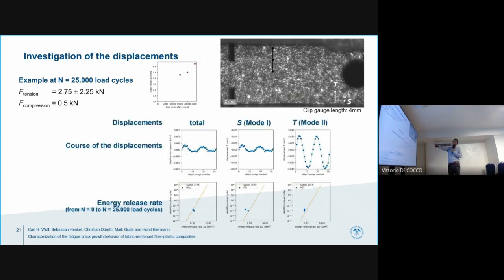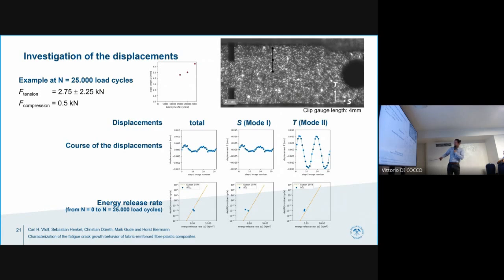How does it look in an example? We had a specimen with 25,000 load cycles. The reactive was here, and we had a compressive load of 0.5 kilonewton. This was the displacement, the complete displacement, but now we divided it into mode 1 and mode 2 displacement. And as you can see here, we have the 2 load cycles I explained before, and you see the mode 1 and mode 2 displacement.